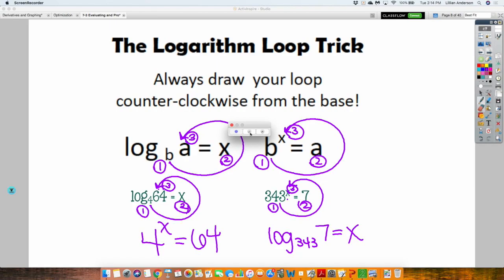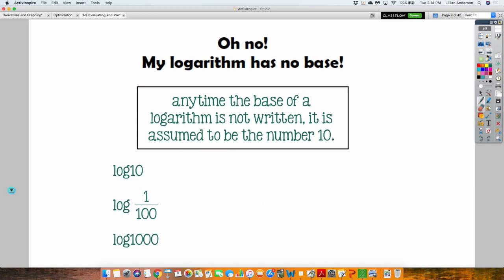A few things you need to know: sometimes a logarithm can have no base. That's okay, because anytime the base of a logarithm is not written, it is assumed to be the number 10. So if you want to, you could write in a 10. These types of logarithms are called common logarithms.